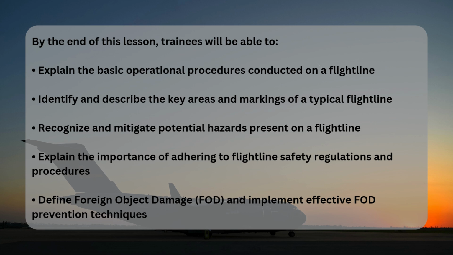By the end of this lesson, trainees will be able to explain the basic operational procedures conducted on a flight line, identify and describe the key areas and markings of a typical flight line, recognize and mitigate potential hazards present on a flight line, explain the importance of adhering to flight line safety regulations and procedures, and define foreign object damage, FOD, and implement effective FOD prevention techniques.